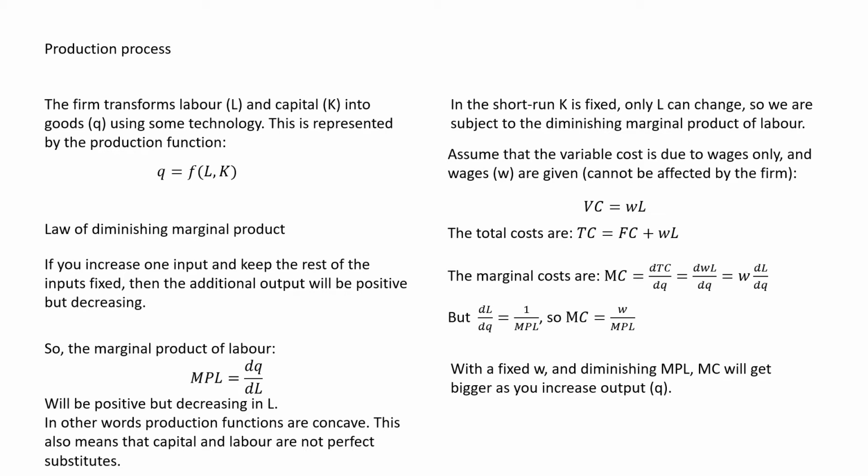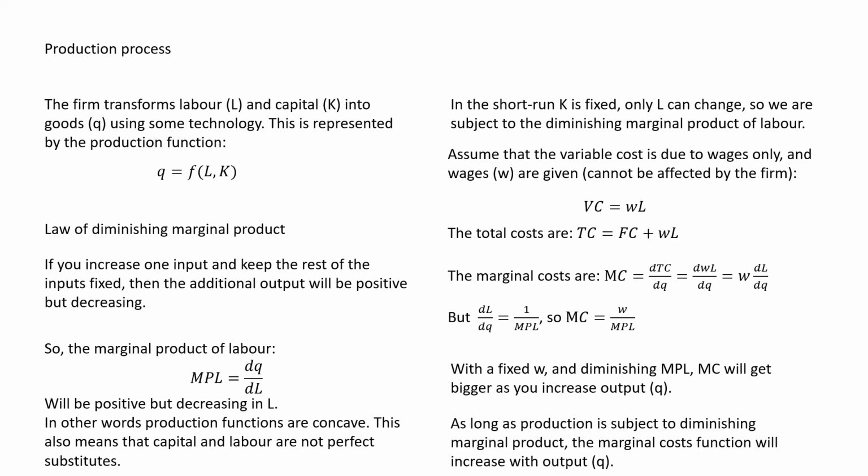If the diminishing marginal product law is true, then as you increase Q, MPL is going to become lower and lower. That is, you have here basically a number W divided by another number which gets smaller and smaller as you increase output, noted by Q. That is, as Q increases, the marginal cost must increase.